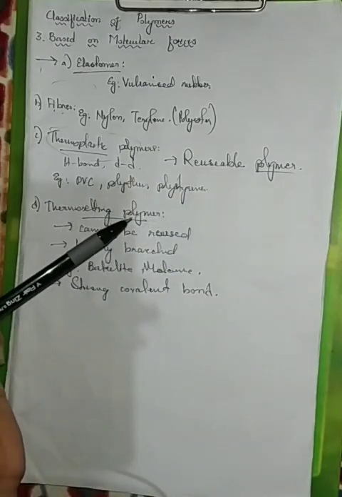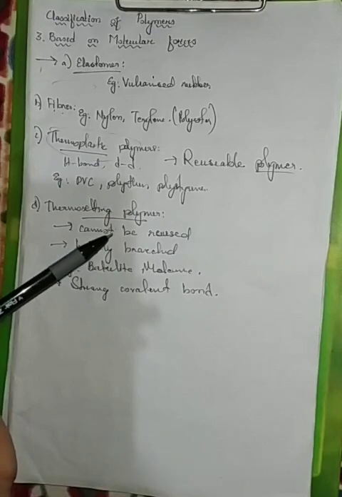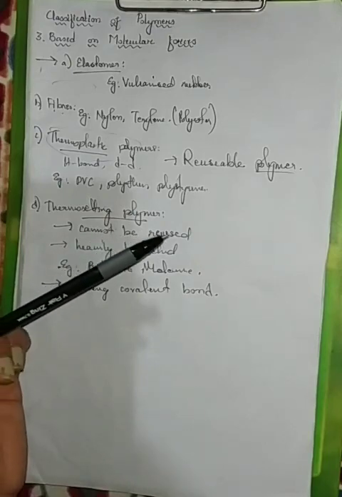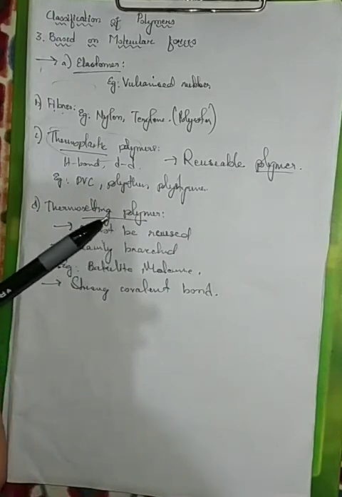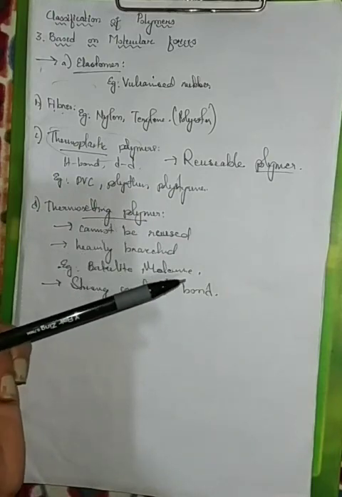And the thermosetting polymers. In thermosetting polymers the chains are heavily branched, forming a three-dimensional structure, and therefore they cannot be reused, and they have strong covalent bonds. Examples: we have here bakelite and melamine.